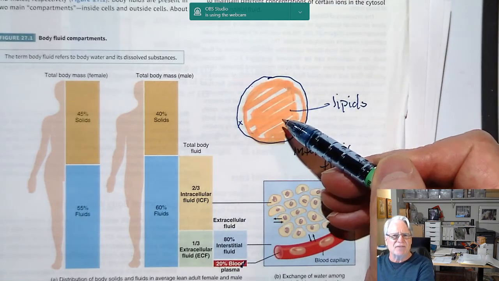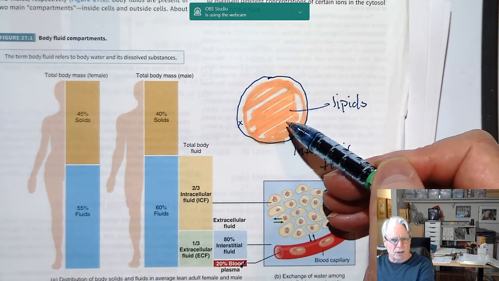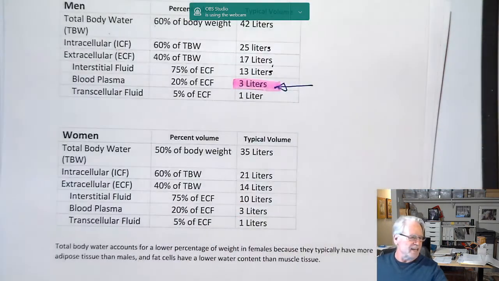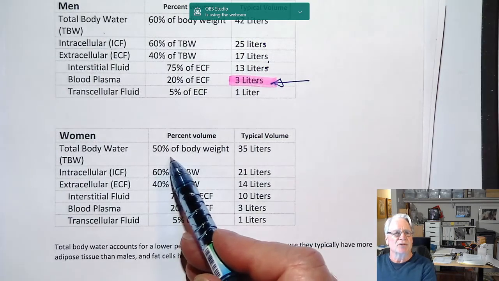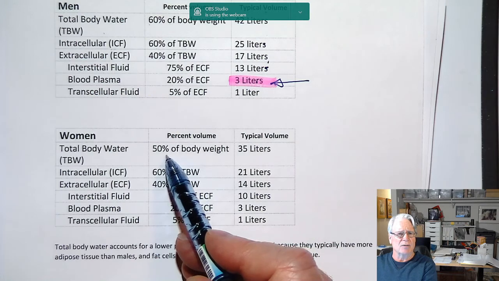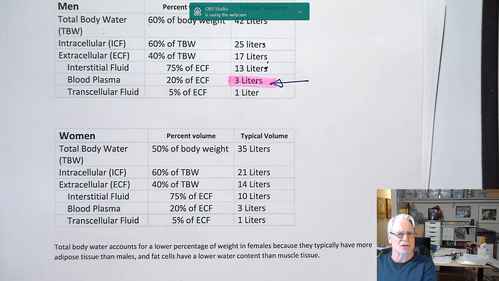So if I have more of these cells, I have less fluid in total because these cells don't hold a lot of water. So that's where we get this reduced percentage of total body weight in water. It's 50% because females typically have more adipose tissue.